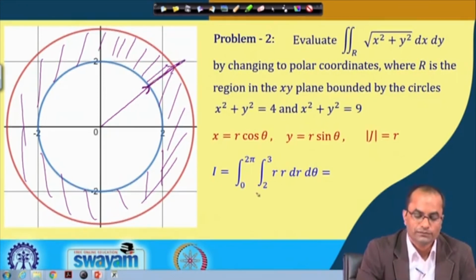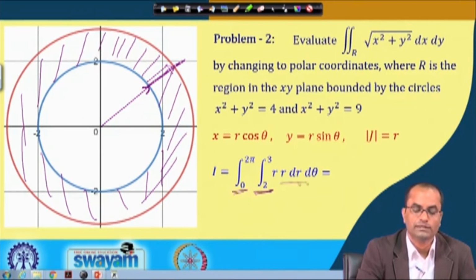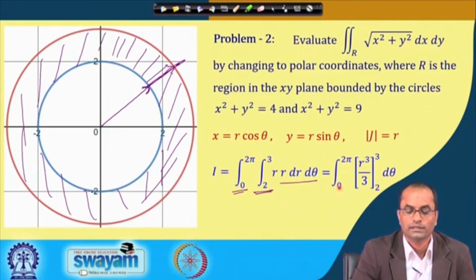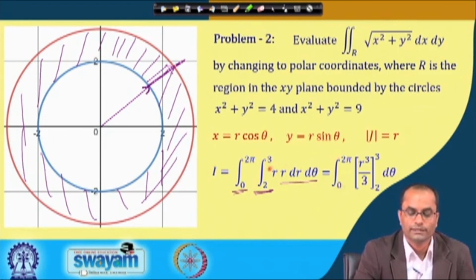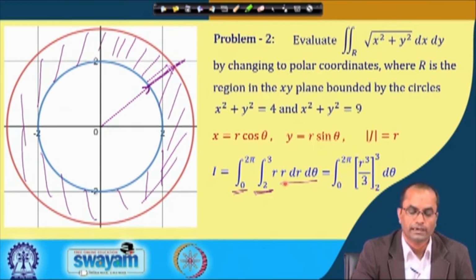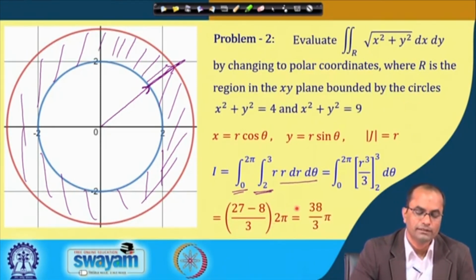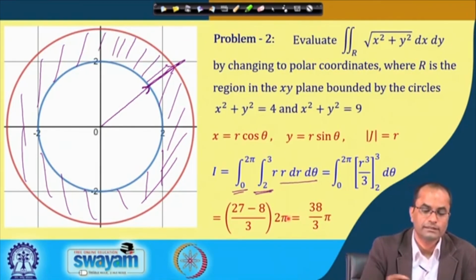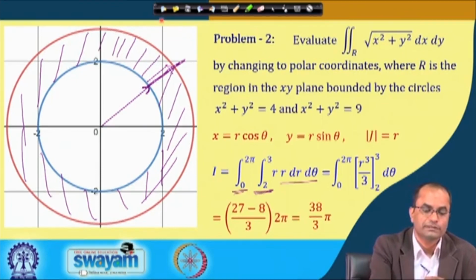So, we have the limits for r, we have the limits for theta, and now we can easily compute this as 0 to 2 pi, where here r is squared. So, that will give us r cube by 3 with the limits 2 to 3, which we can simplify, and we will get 38 by 3 into pi as the value of this integral.